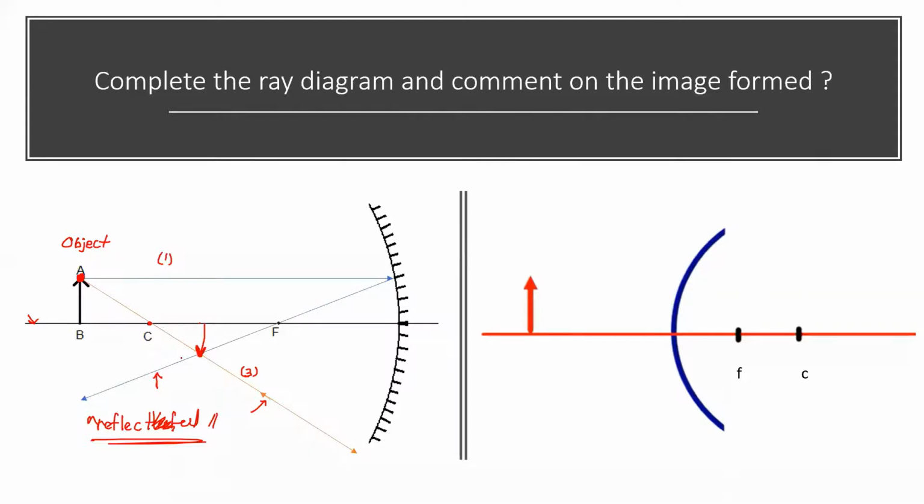So I have drawn the other ray also. I will draw it. So this is the second rule. Second rule is any ray which goes through the focal point will be parallel to the principal axis. So this is another reflected ray, right? So this is a reflected ray. This is a reflected ray. This is a reflected ray. So can you see all the three reflected rays pass through one point, intersect at one point. So that will be the place of your image.